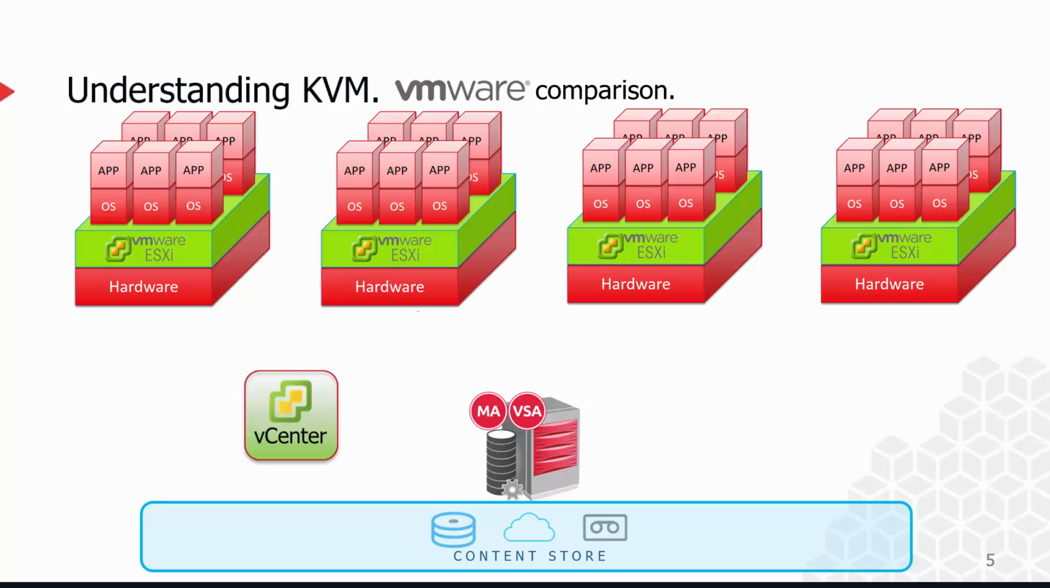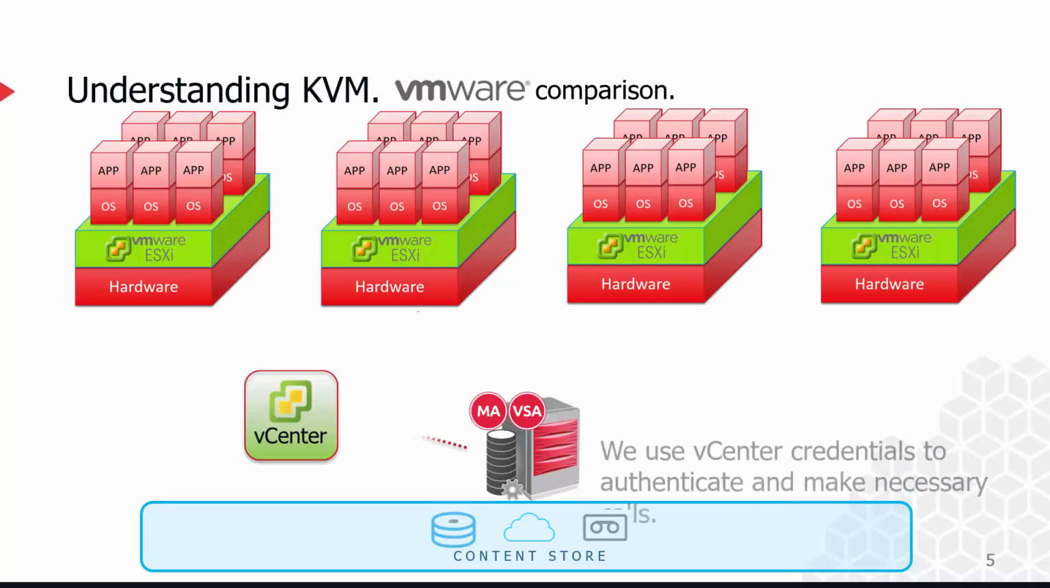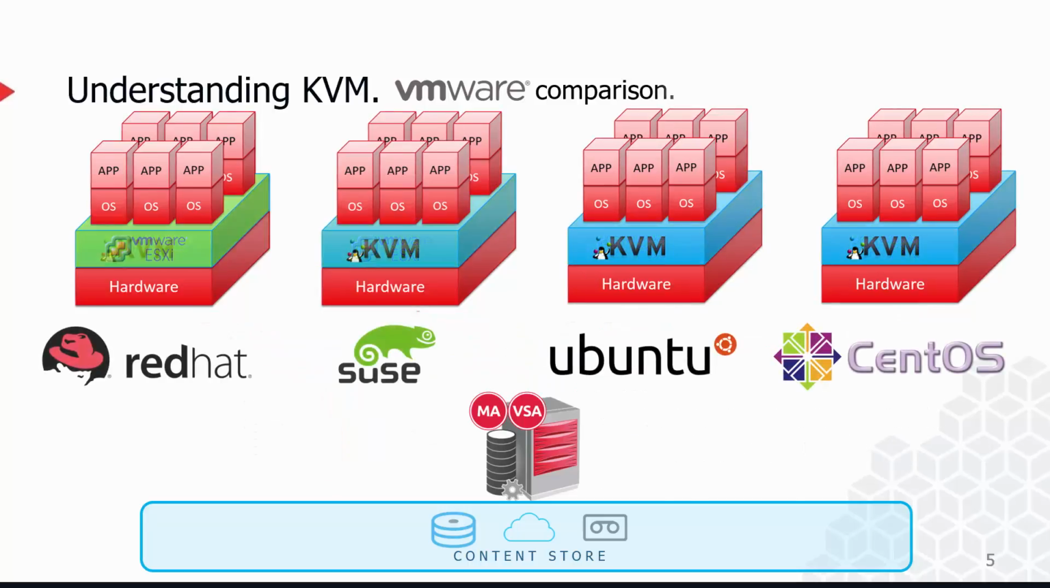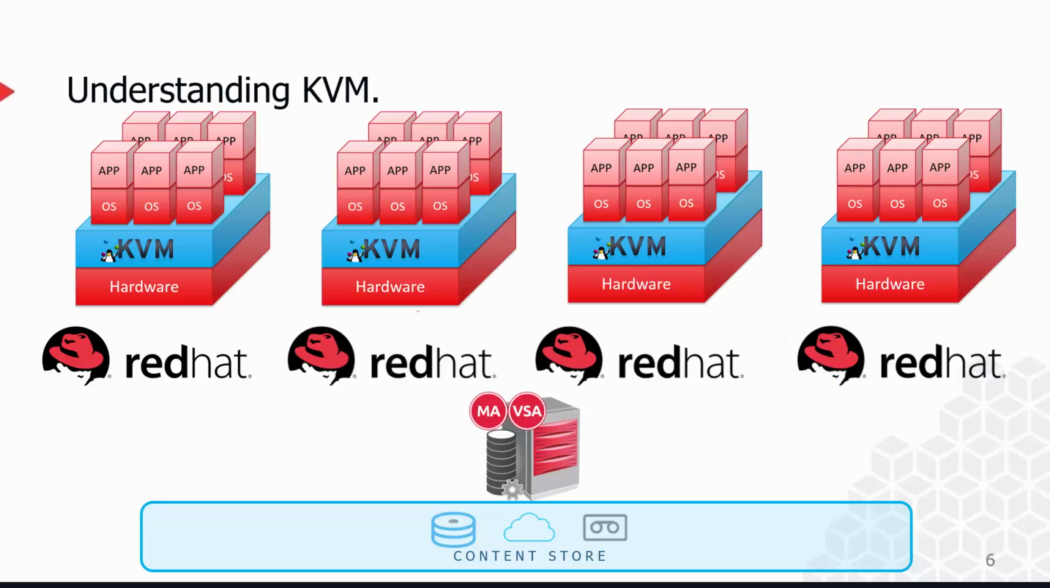A much better and more prevalent approach is to use vCenter credentials and authenticate via the centralized management entity, and then make the necessary calls to gain access to the appropriate virtual machines. So now the question is, how do we interact with KVM? First, let's start with our current supported solution for Red Hat Enterprise Virtualization.